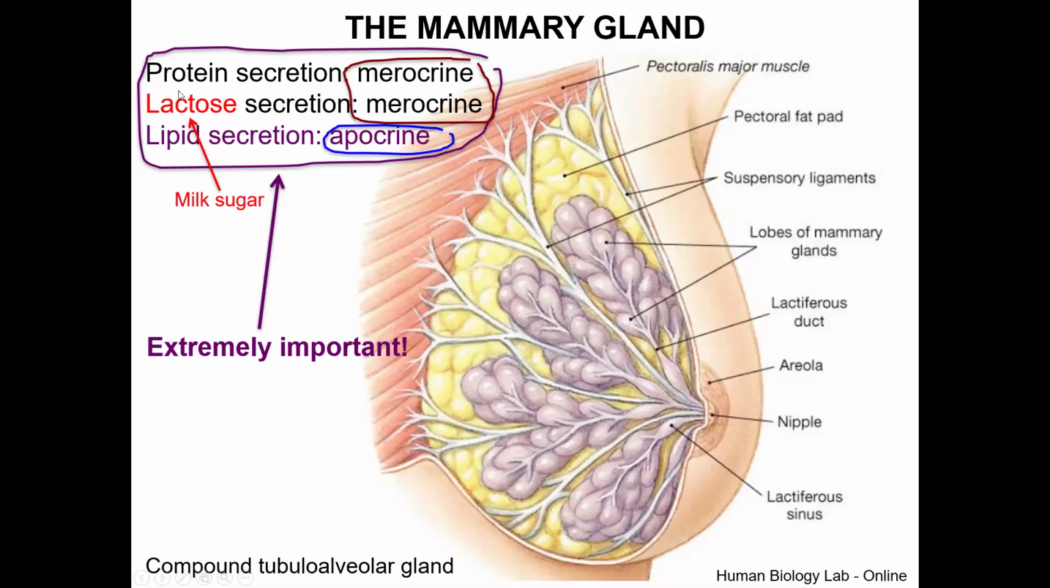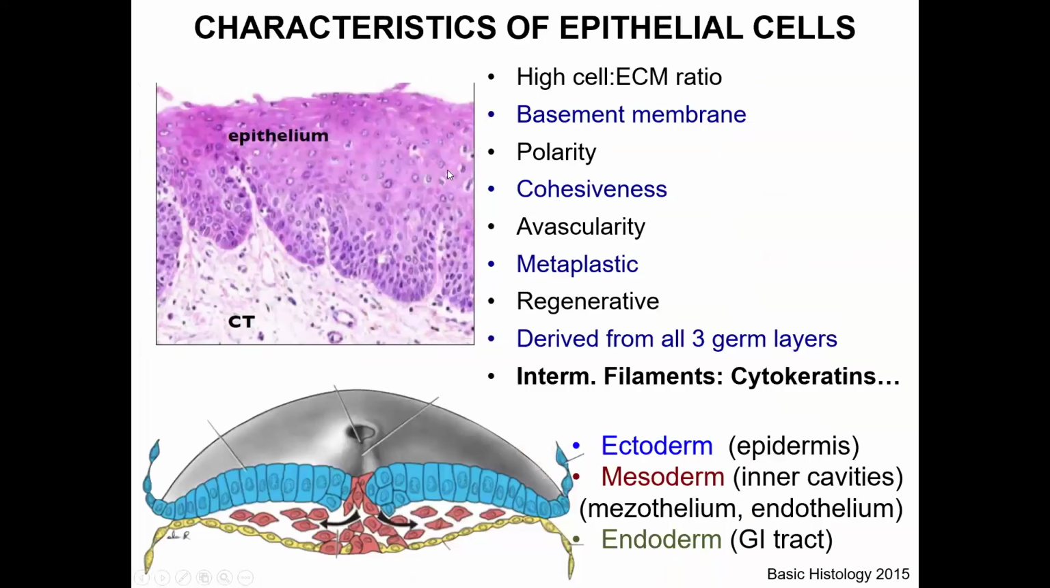It contains protein, it contains sugar, which is lactose, and it contains lipid. The protein and the sugar are secreted through merocrine secretion, typical exocytosis. The lipid is secreted through apocrine secretion. Chunks of the apical cytoplasm are secreted into the membrane of the secretory units.